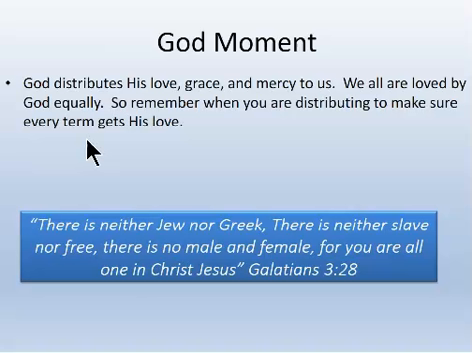There is neither Jew nor Greek. There is neither slave nor free. There is no male or female. You are all one in Christ Jesus. Galatians 3:28. So no preferential treatment when you do the distributive property. Make sure you hit every single term.